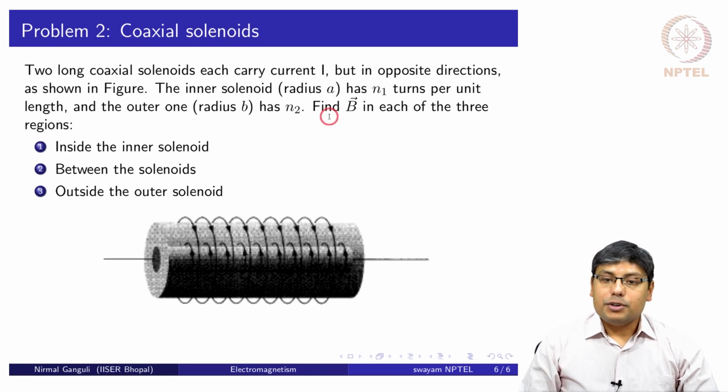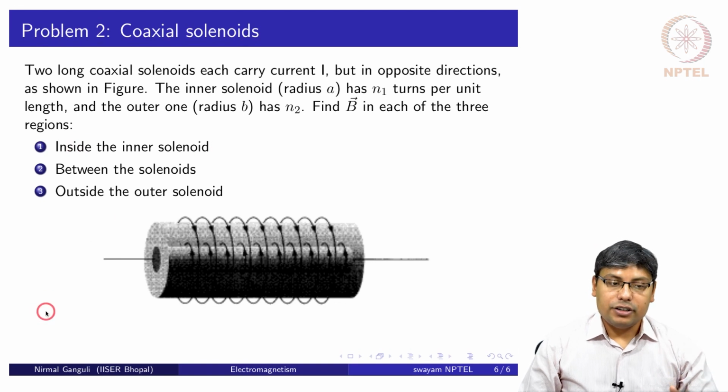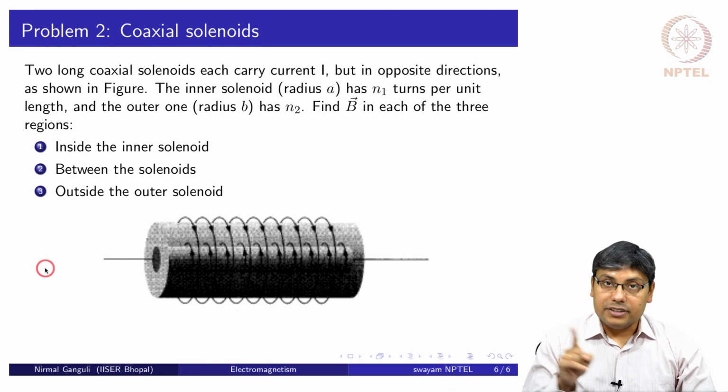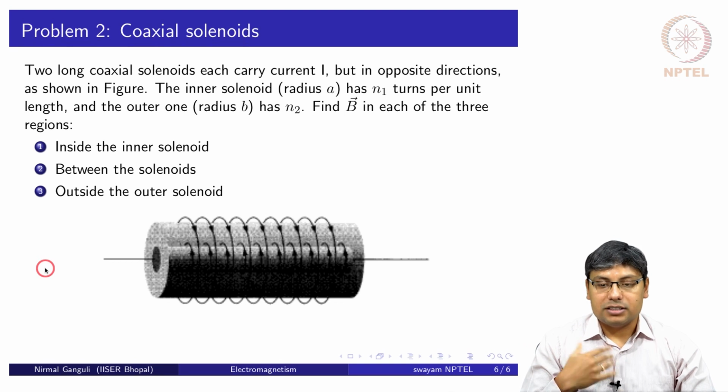In this problem you are supposed to find the magnetic field in three regions. One, inside the inner solenoid; two, between the solenoids; and three, outside the outer solenoid. That is what you are supposed to find. This problem is a simple one, just apply the expressions for the magnetic field in case of an infinitely long solenoid. You must remember, otherwise the magnetic field would have some other kind of effect, but here we are ignoring those effects of a finite solenoid and considering an infinitely long uniform solenoid.